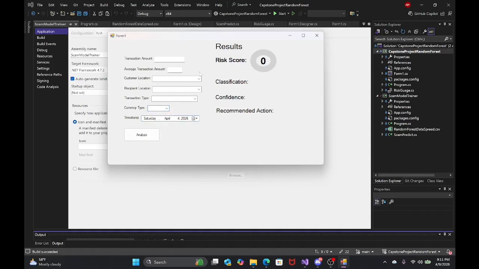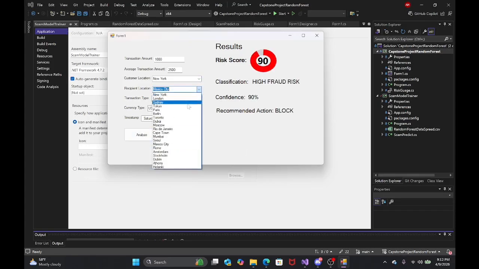Let's do a prediction. So let's say I send out $1,000. My average transaction is 2,500. I'm in, no, we won't say Paris, I'm in New York. I send it out through USD. The recipient, however, is in Mexico City, and the transaction type is a refund. So with refund, there's a very common fraud called refund fraud, obviously. So we'll see what that says. And like it shows, 90% risk.